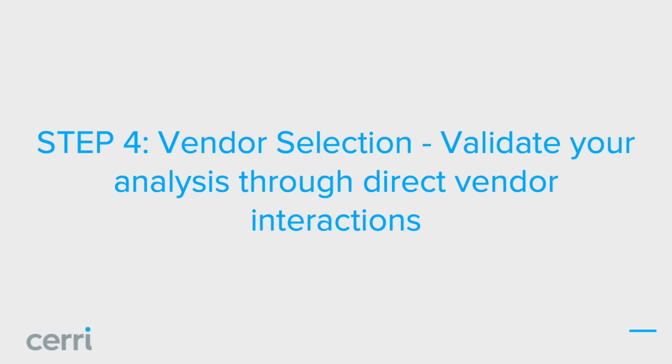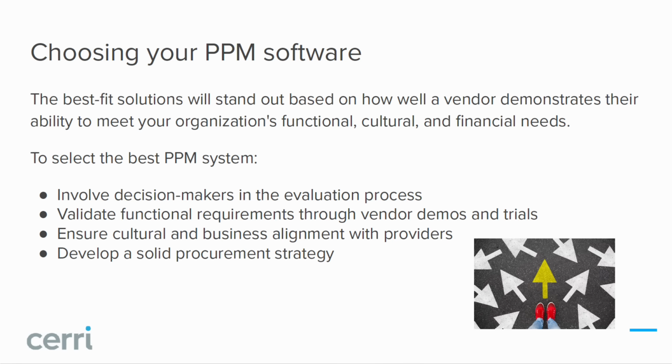And that brings us to step 4, selecting the right vendor. Choosing the right PPM software is in a way both a science and an art. While you need to ensure the software meets your functional needs, you'll also be working with people, so there needs to be a cultural fit between you and the service provider. And of course, it must be financially viable. To make the best choice, involve all key decision makers in the evaluation process. Make sure vendors can validate and revalidate their solutions through demos, trials, and any collateral they provide. Develop a solid procurement strategy to avoid surprises as you move forward.